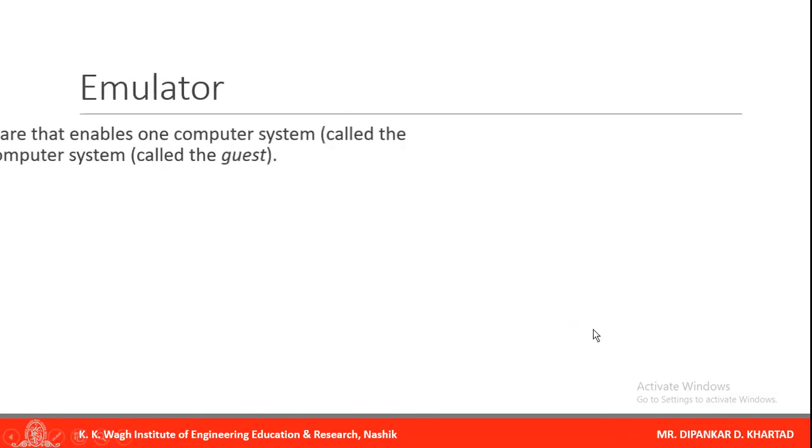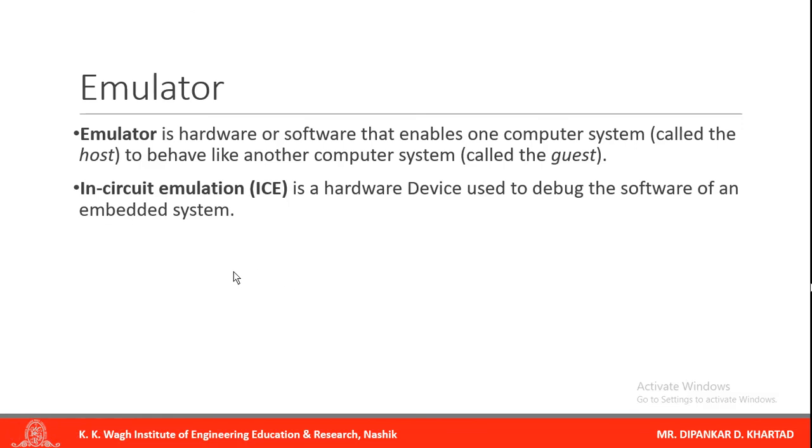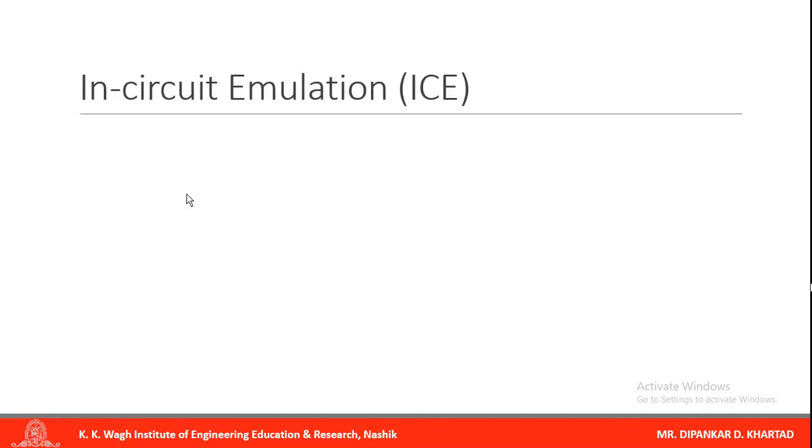Next is what is an emulator. An emulator is software or hardware that enables one computer system, called the host, to behave like another computer system, called the guest. In-circuit emulation is a hardware device used to debug the software of an embedded system. So ICE is a hardware device, and that device is used to debug the software of an embedded system or the target system.